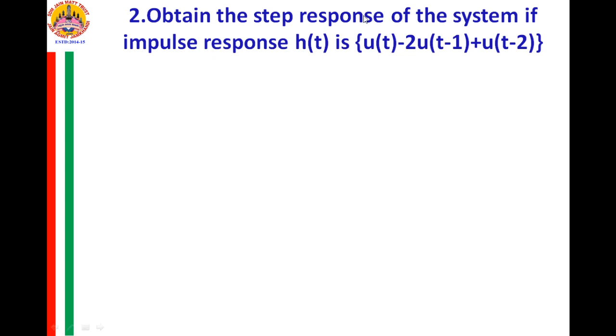Now let us obtain the step response of the system if the impulse response is u of t minus 2 times u of t minus 1 plus u of t minus 2. Now step response means we have to consider x of t is equal to u of t, and h of t we have to sketch from these 3 shifted versions of unit steps, that is we have to sketch h of t.